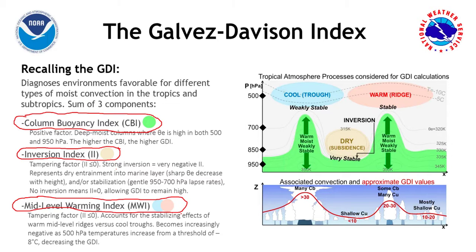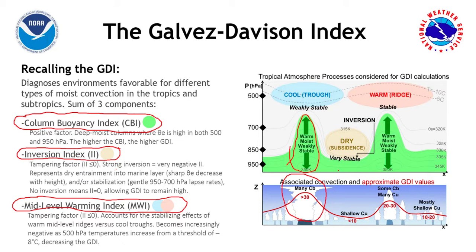So what we can see on the right is just a schematic figure of what the GDI looks into. And the green would be the column buoyancy index value. So whenever we have these very warm and deep moist columns, then this value becomes high and the GDI becomes high, which suggests that we have the potential for more convection, right? For deep convection and higher rainfall amounts.